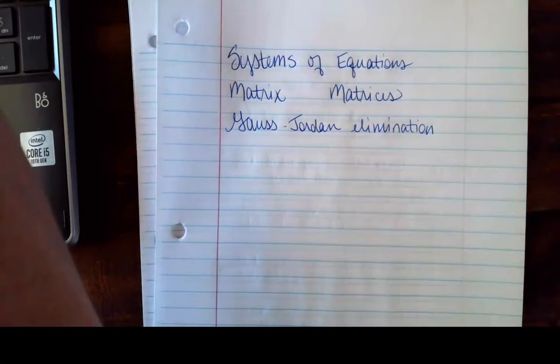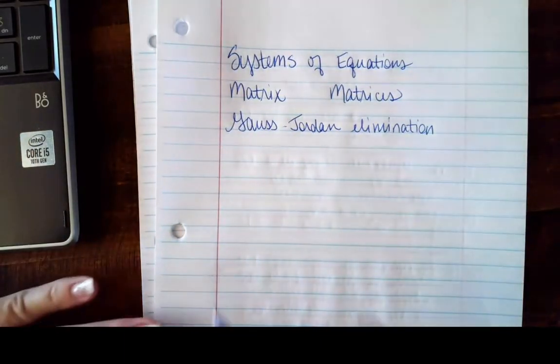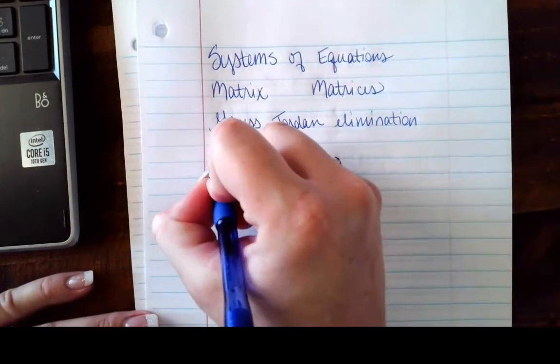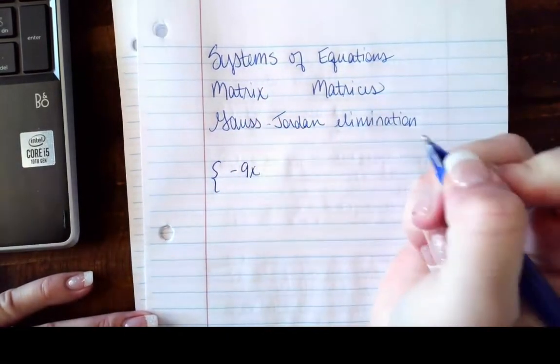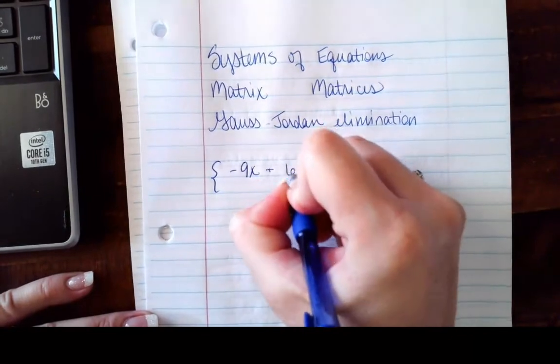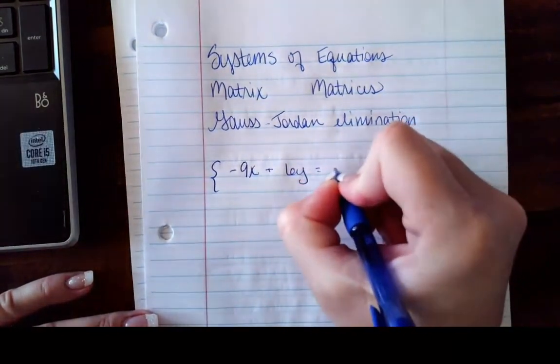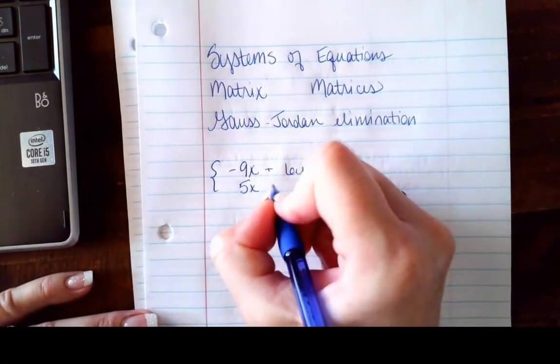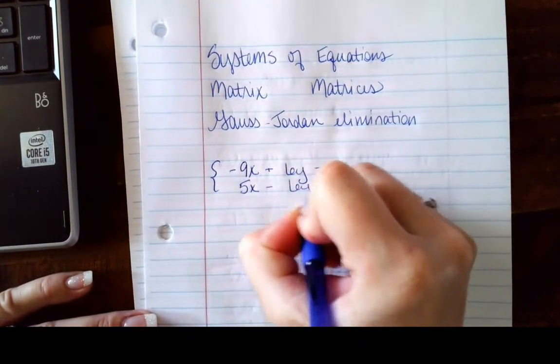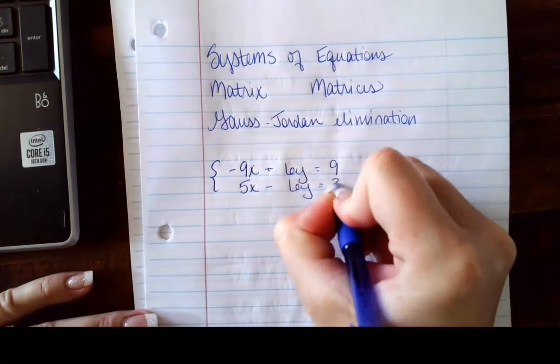So first of all, what is a matrix? Or what is a system of equations? So a system of equations for our intents and purposes is going to be how two lines interact on the same coordinate plane. So how do two lines interact on the same coordinate plane?